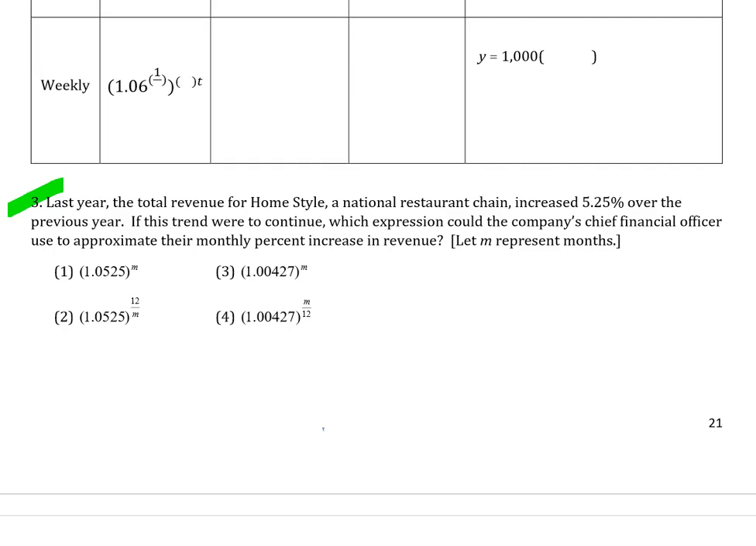So here's an example of a type of problem that you would expect on the regions. Last year, the total revenue for Homestyle, a national restaurant chain, increased by 5.25% over the previous year. If this trend were to continue, which expression could the company's chief financial officer use to approximate their monthly percent increase in revenue? And it says let M represent months. Okay, so they gave me information about a yearly increase. They essentially want a monthly increase.